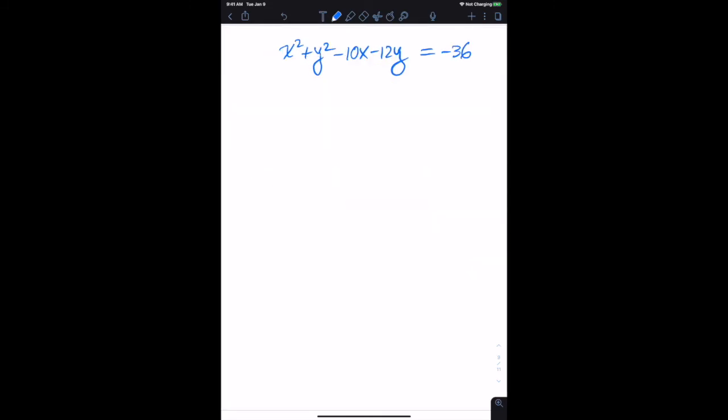Here's another one I'd like you to try. Notice we've got an x squared and a y squared in there, so you know what you need to do. So give it a go.